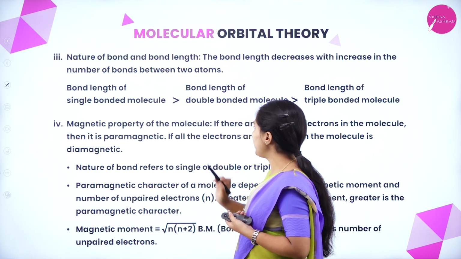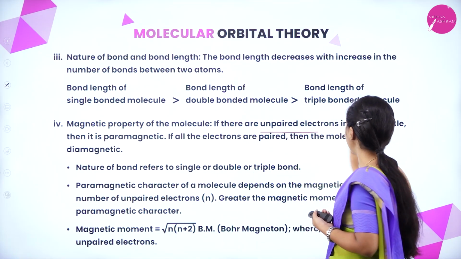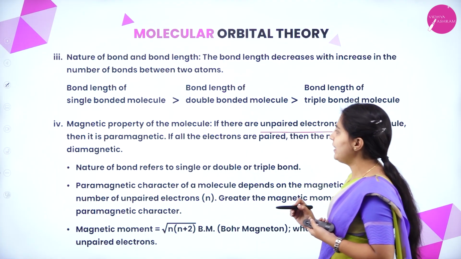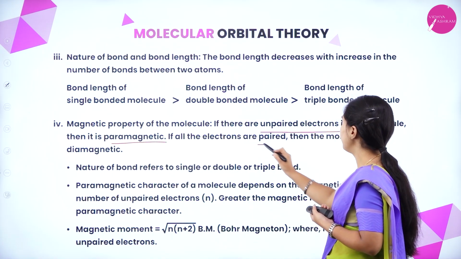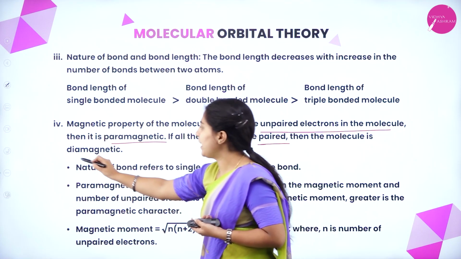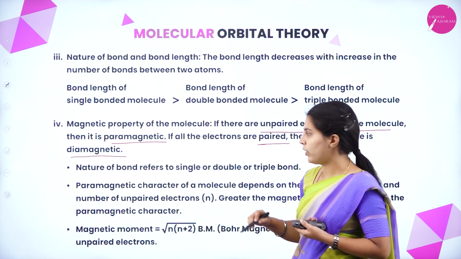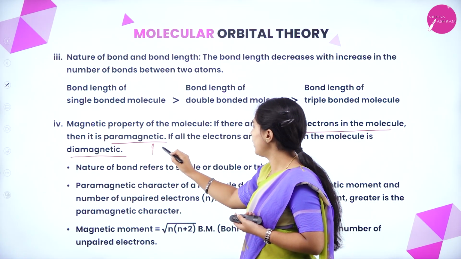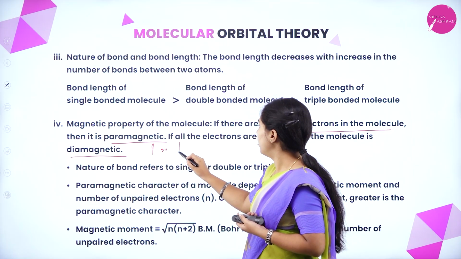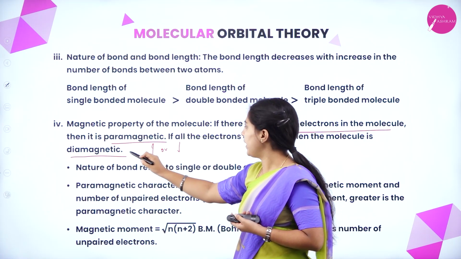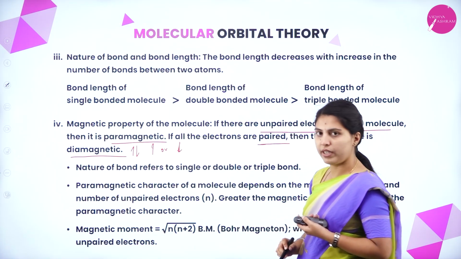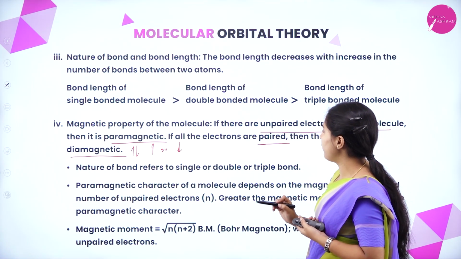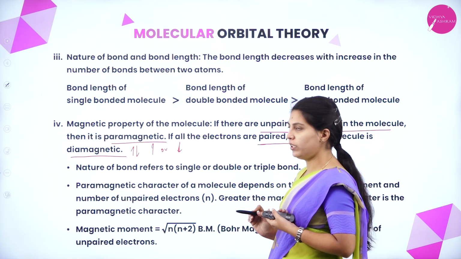Next, magnetic property of the molecule. If there are unpaired electrons in the molecule, then it is called paramagnetic. If all the electrons are paired, then it is called diamagnetic. Paramagnetic will be present like this, but diamagnetic will be present like this. Nature of bond refers to single, double or triple bond.